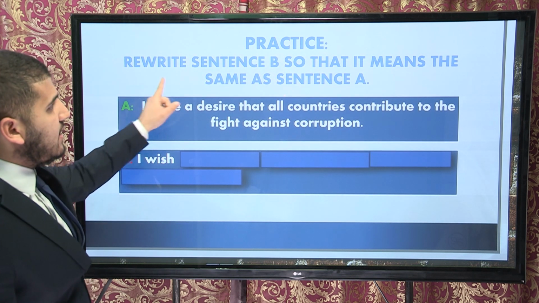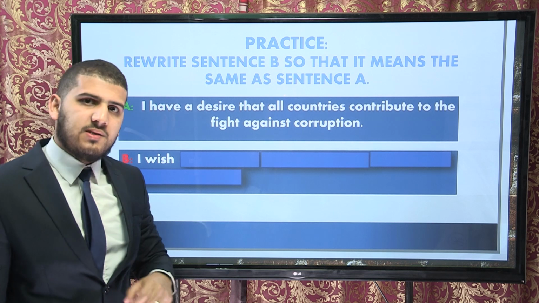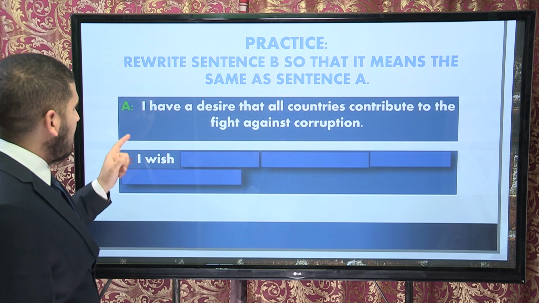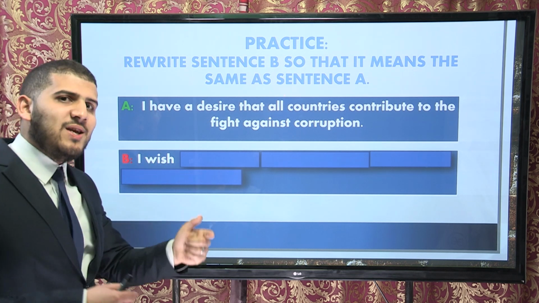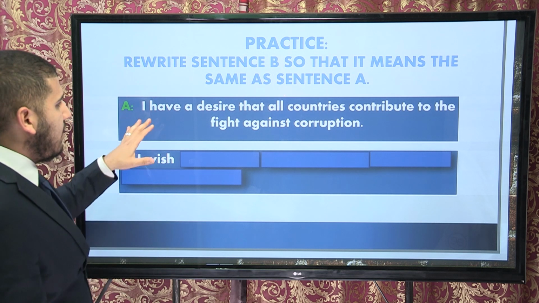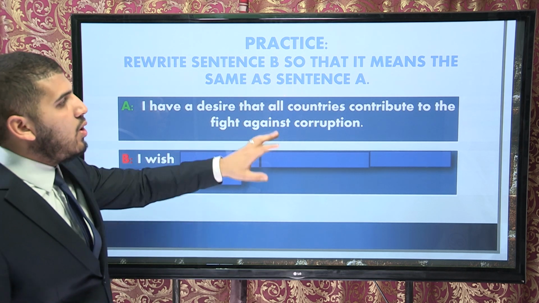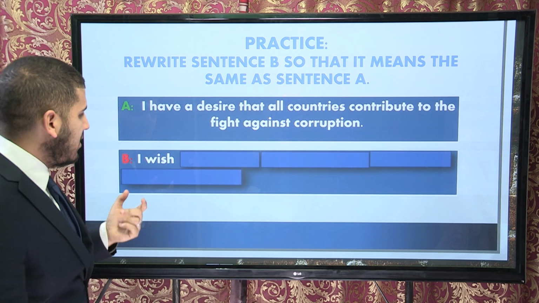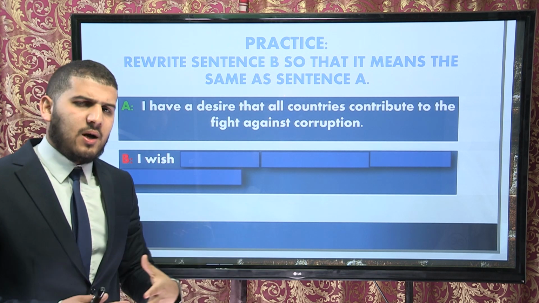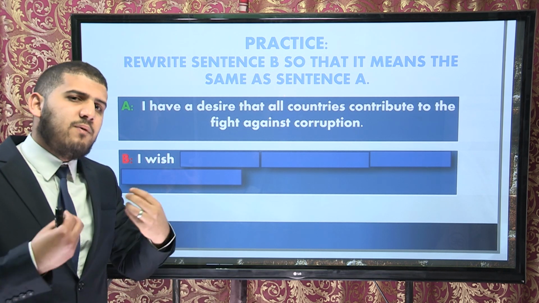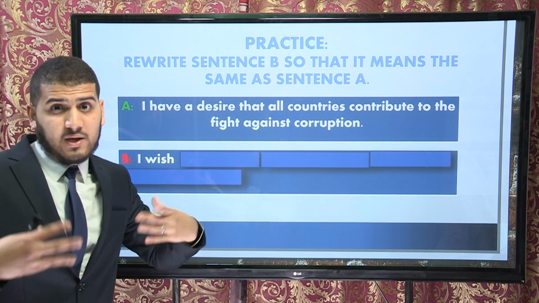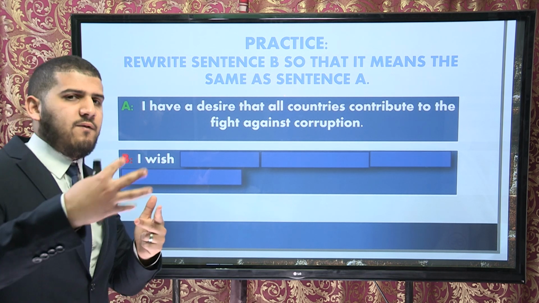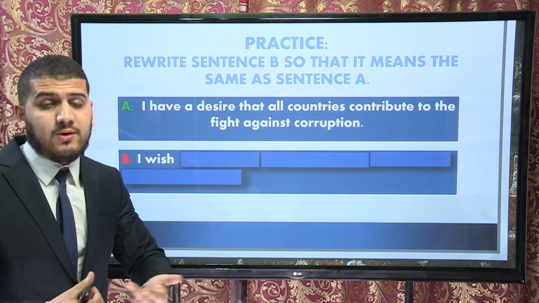So, rewrite sentence B so that it means the same as sentence A. We have sentence A. So you're going to use I wish to rewrite the sentence again. I have a desire that all countries contribute to the fight against corruption. So you are going to use I wish. Before using I wish, you need to decide which type of wish you are going to use. Is it expressing wish in the present, expressing wish in the past, or expressing wish in the future, which is a desire for change in the future?